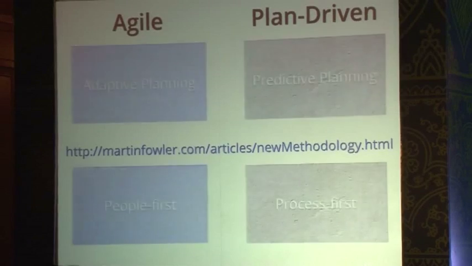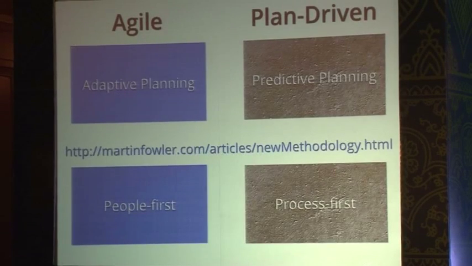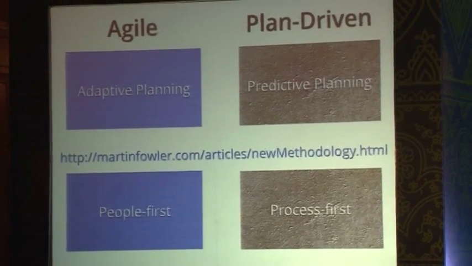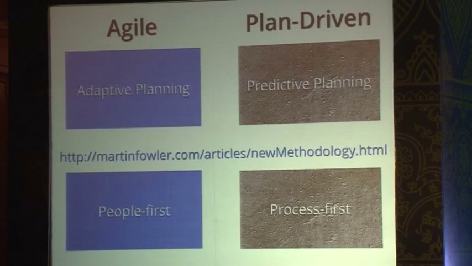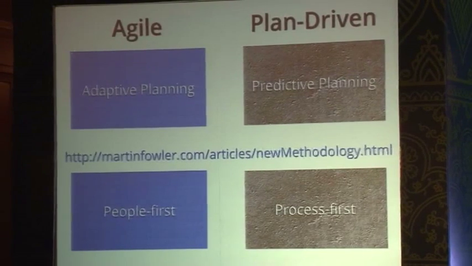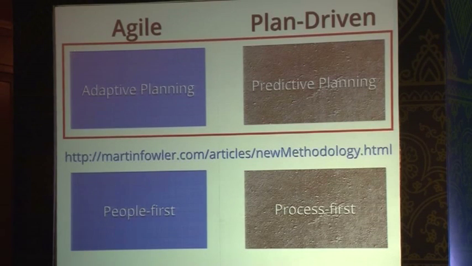And they boiled down to a different attitude towards planning and a different attitude towards the relationship of people and process. And to me, these two differences are the essence of agile thinking. And I'll go into a little bit of detail on each one, starting with the planning approach.